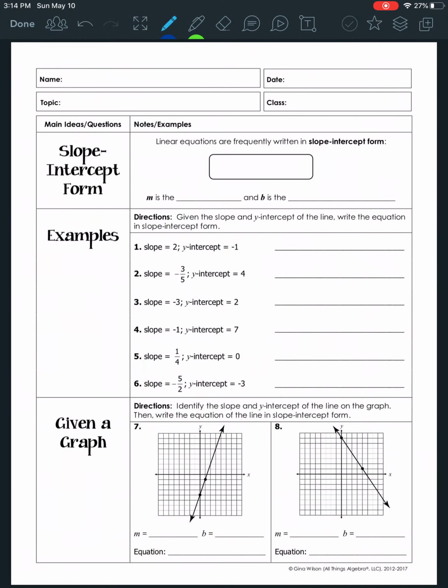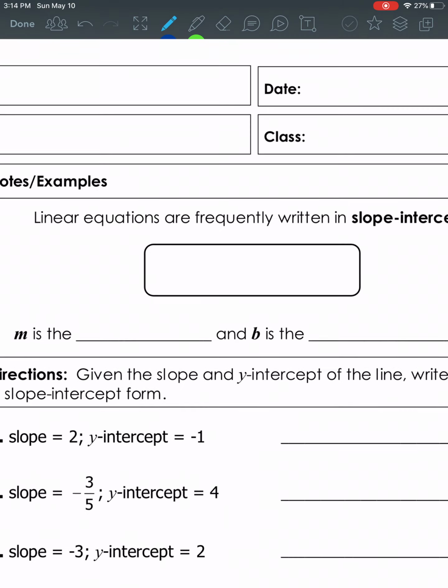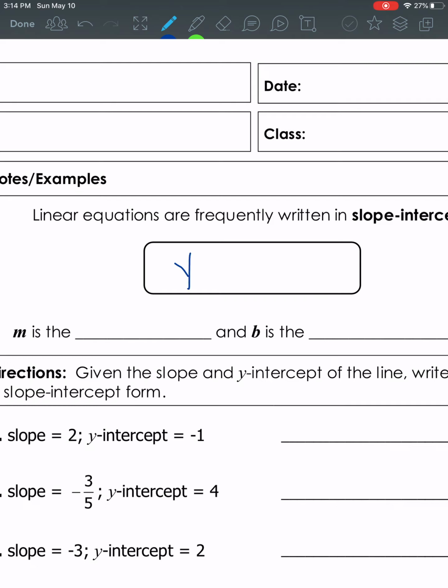All right, 7th math students, one more video for this week. Again, this is review. We talked about this early on in the year. We talked about slope-intercept form. So this equation, if you remember, we talked about y equals mx plus b.